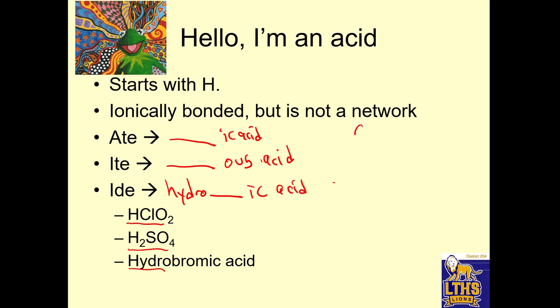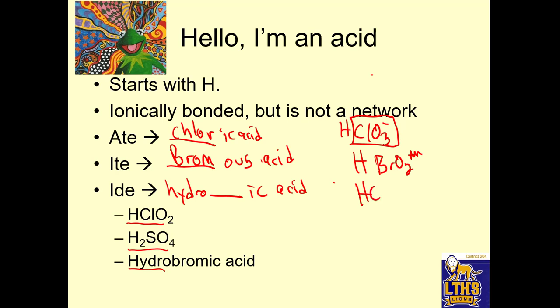So for example, chlorate is ClO3, identify that, I'll memorize that. Chlorate becomes the stem, chloric acid. If I have bromite, bromite is BrO2, so HBrO2 would be the acid. The stem would be bromous acid. And then if I had HCl, everybody's favorite, Cl is chloride. Remember, if it's just one element with a negative charge, it's going to end in ide. So that would be hydrochloric acid.